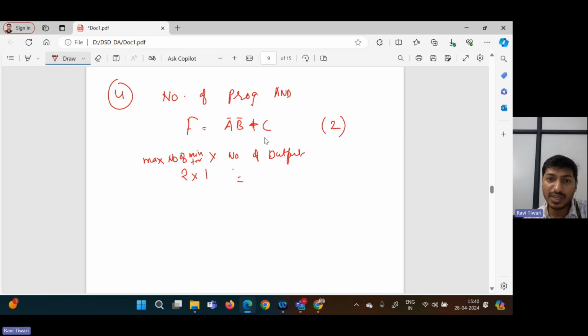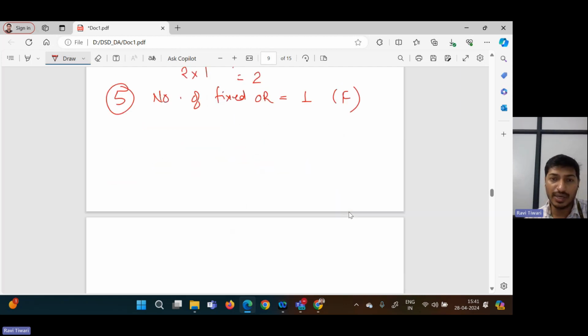So that will be the number of programmable AND gates. As we are having only a single output and the number of minterms is 2, that is the maximum number of minterms, and the number of outputs is 1. So 2 cross 1. That means the number of programmable AND gates we require is 2. Now similarly, we have to find out the number of fixed OR gates. The number of fixed OR gates will be equal to the number of outputs, and here we have a single output, that is F. So we require a single OR gate.